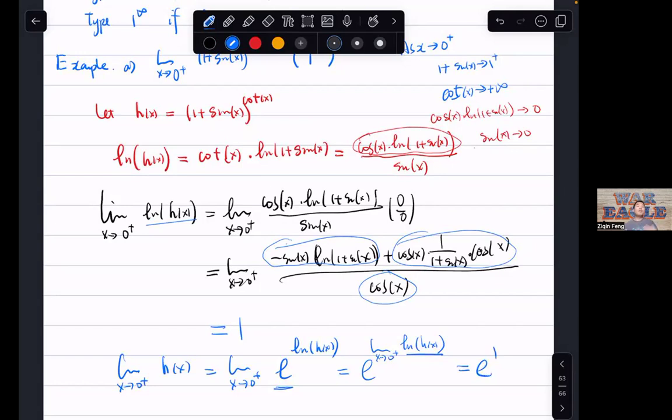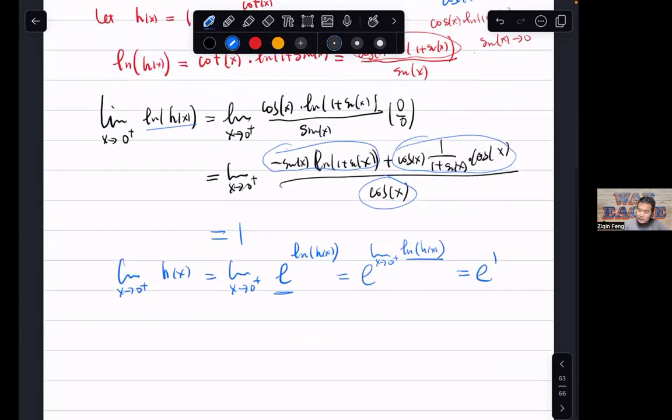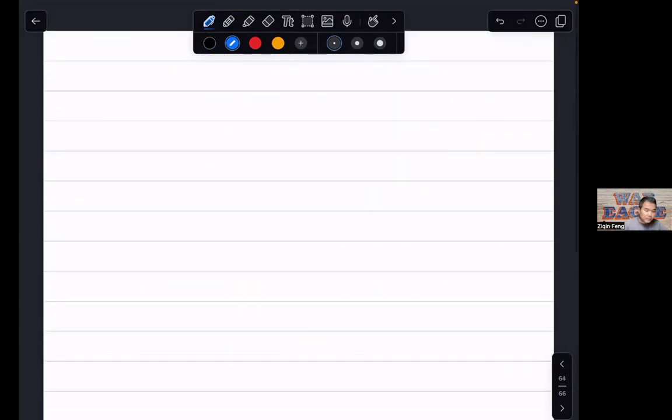So basically, after you figure out the limit of the function with natural log, you can go back to the original function, right, to figure out what the limit is. Now let's see one more example.